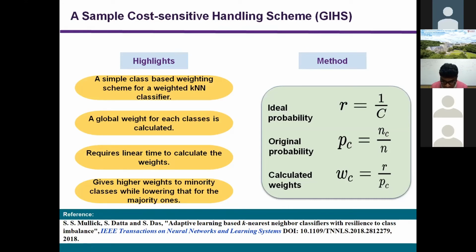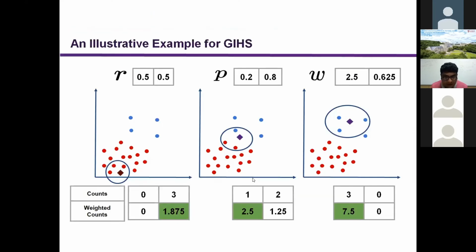Here there are 20 points in total, 4 from the blue class and 16 from the red class. Therefore, the ideal probabilities of the 2 classes are half and half, 0.5 and 0.5. The actual probabilities are 4 by 20, which is 0.2, and 16 by 20, which is 0.8. Now we compute the weights by dividing R by P for the 2 classes, which is 0.5 by 0.2, that gives us 2.5, and 0.5 by 0.8, that gives us 0.625.